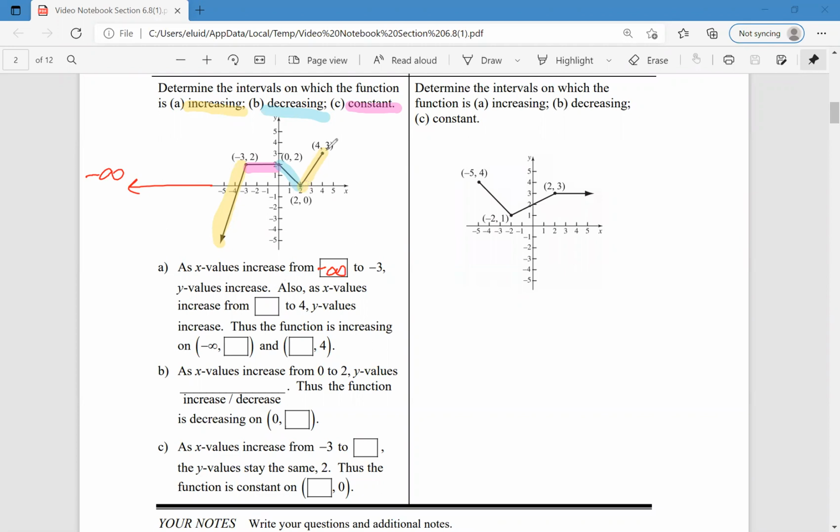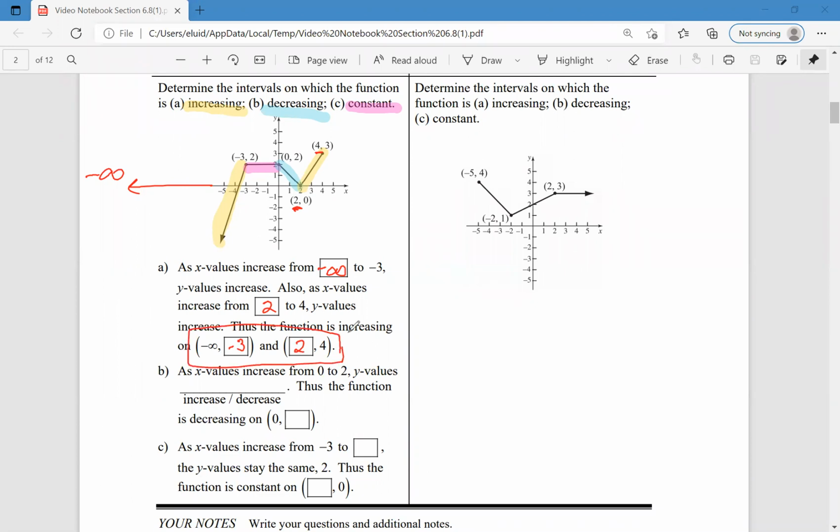Also, now we're going to talk about the next interval that's increasing, the other yellow one. Also, as x values increase from 2 to 4, the y values increase. So we're going up from this x coordinate of 2 to this x coordinate of 4. It's not about the 2 and the 4 exactly. It's about the shape of the graph and what's happening there. So in that piece between 2 and 4, the graph is going up, the y coordinates increase from 0 to 3. So the intervals that we're going to name are (-infinity, -3) and (2, 4). Those are your answers for the increasing intervals.